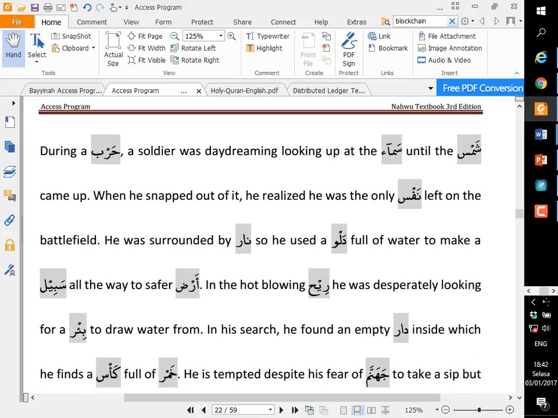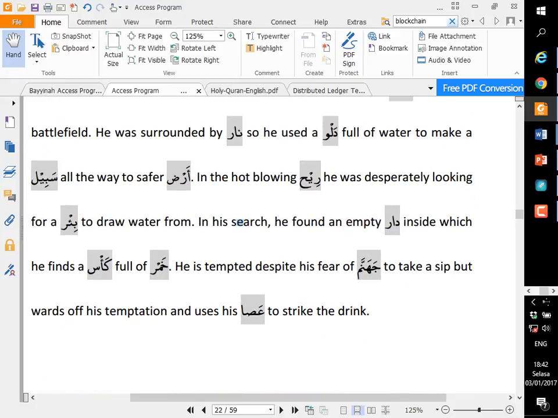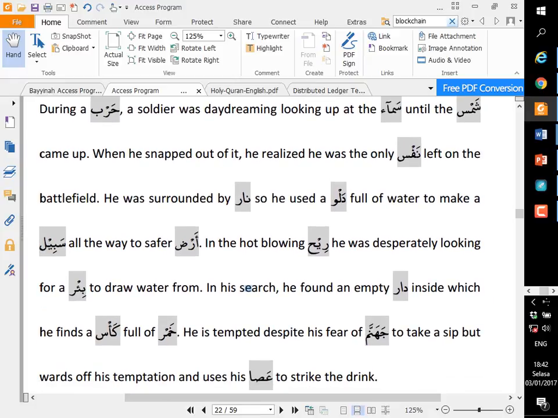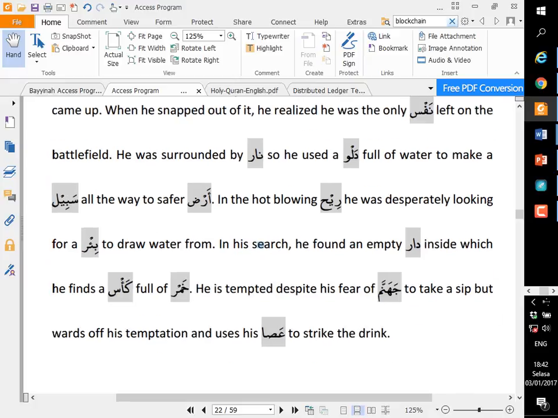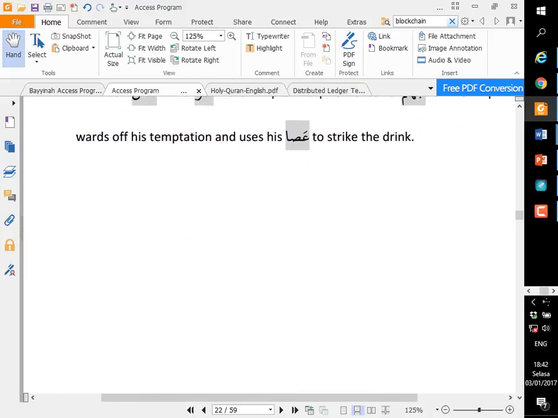Like in this case: harb, sama, shams, nafs, dar, nar, sabil, arb, rih, bir, dar, ka'san, khamar, jahannam, asaq. It's all feminine. Why? Because the Arabs said so. These are only several examples. I've already included this part in the PPT, so you can take a look at the PPT later on.